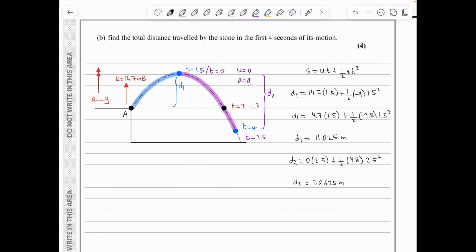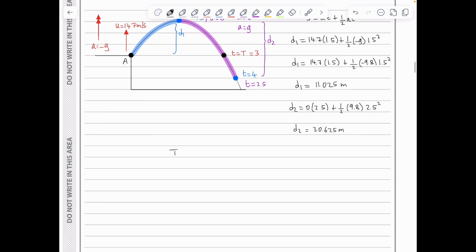30.625 meters. And therefore, to find the total distance, all I need to do is add the two distances we just found. So we're looking at 11.025 plus 30.625. This gives an answer of 41.65. If you give this as your final answer, you will be penalized because using g to be 9.8 means that we need to give our final answer to 2 or 3 significant figures. I'm always giving to 3 SF, so this is going to be 41.7 meters.